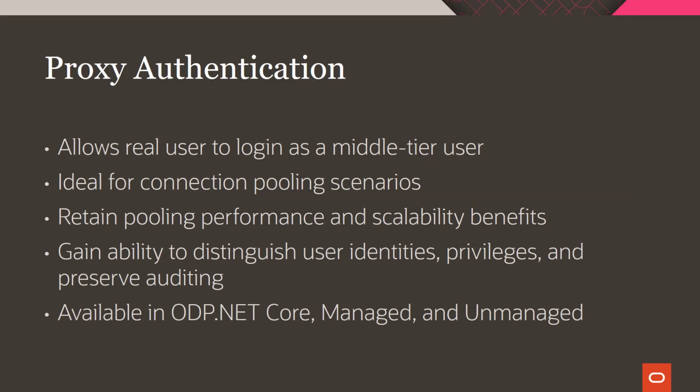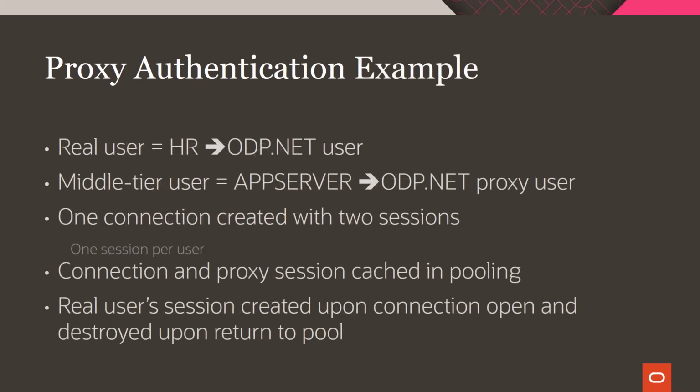So that gives you the ability to retain your pooling performance and your scalability with pooling, but at the same time, you can now know this is a separate database user, so you can have that user identity. That user can have certain privileges, so you can decide they can access these tables, or they can have read privileges but not write privileges, or they have update privileges, et cetera. They can be audited, of course, and this is available with all 3 of our ODP.NET drivers. So to give a little more substance, because the way I've explained it is very conceptual, let me give you a more real life example.